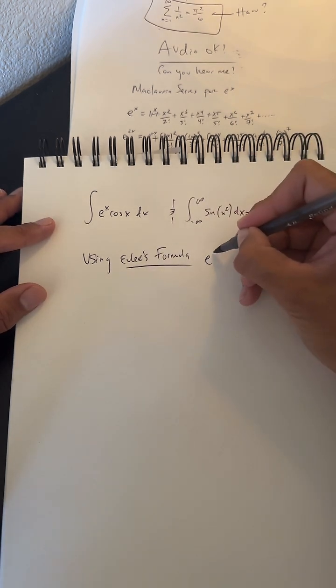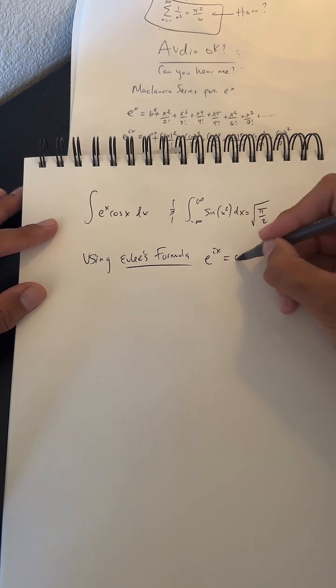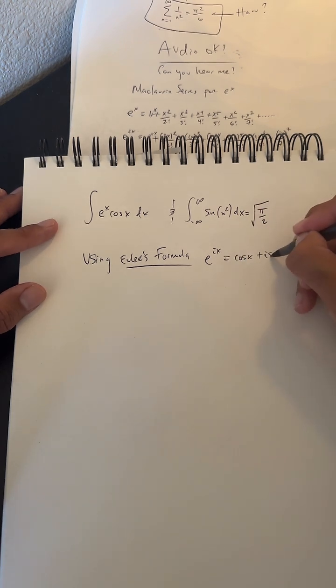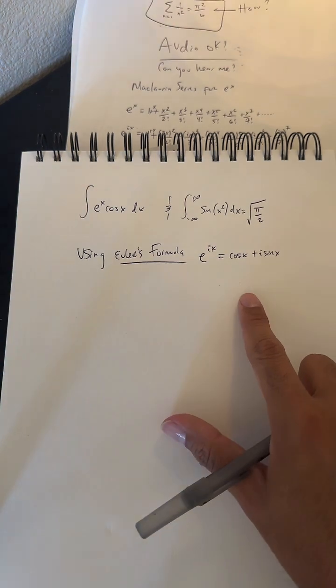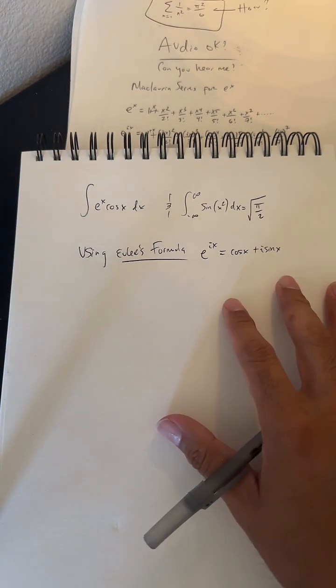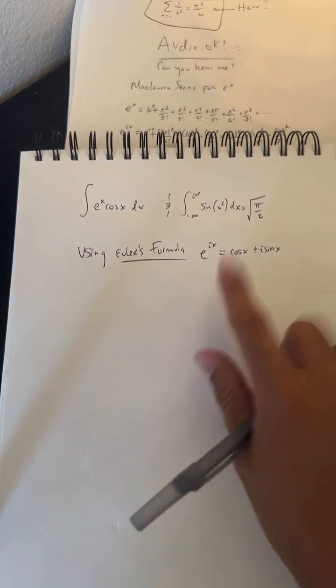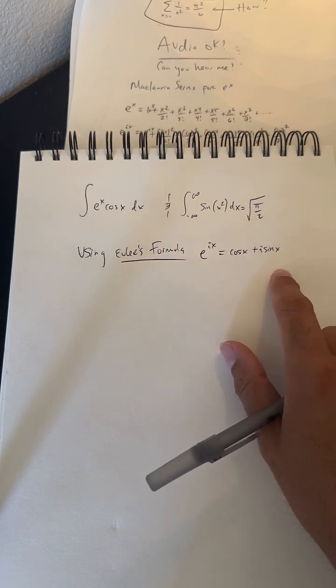And remember, Euler's formula is e to the ix equals cosine of x plus i sine of x, which is really cool. Again, we already proved this. All right, so we talked about the Taylor polynomial or the Maclaurin series for e to the ix and how we got this answer.